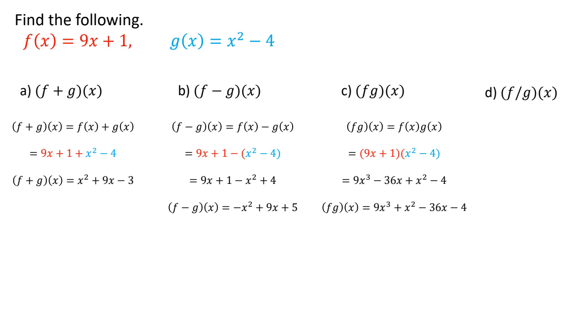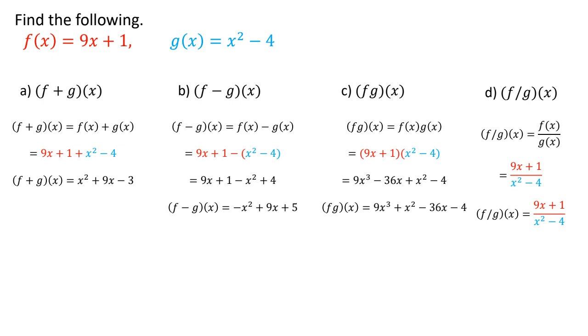All right, and then the last one is f divided by g of x. And what they basically want me to do is just divide function f of x by g of x. So again, f of x is in red, 9x plus 1, g of x is in blue, the x squared minus 4. There's nothing that I can factor, there's nothing that can simplify, there's nothing that can cancel. So then my answer is just that, 9x plus 1 over x squared minus 4.